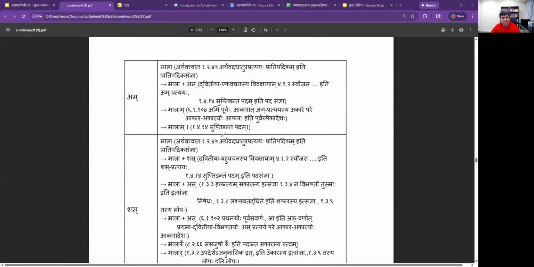Malam is Amipurvaha. There is nothing to discuss. Everybody knows. Amipurvaha iti Mala. Malaha. Shas. Let's go to Shas. Mala.